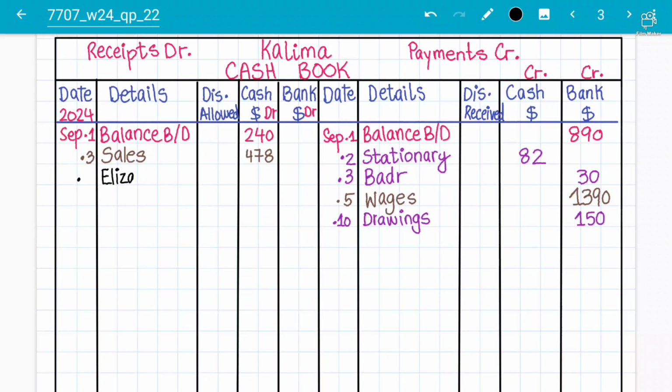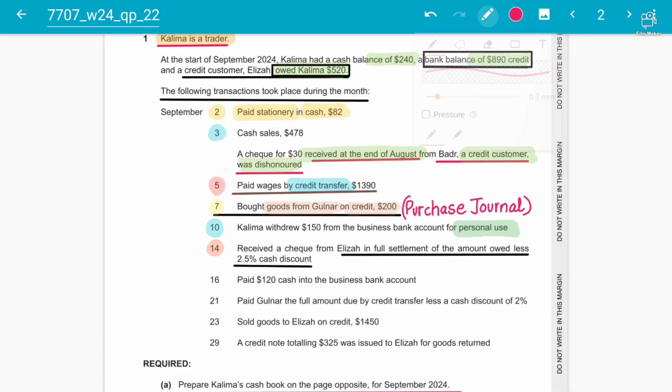So we write down the name of Alize here, that we offered some discount to Alize on September 14, 2.5%. The total amount was $520. So $520 into 2.5%. Students need to understand $13 was the discount allowed by Kalima. Kalima said if you are making the payment early, get a prompt early payment discount. So Kalima received the payment of $507 from Alize. Once we are done with the September 14th transaction, because we received the payment, it will be coming on the debit side.